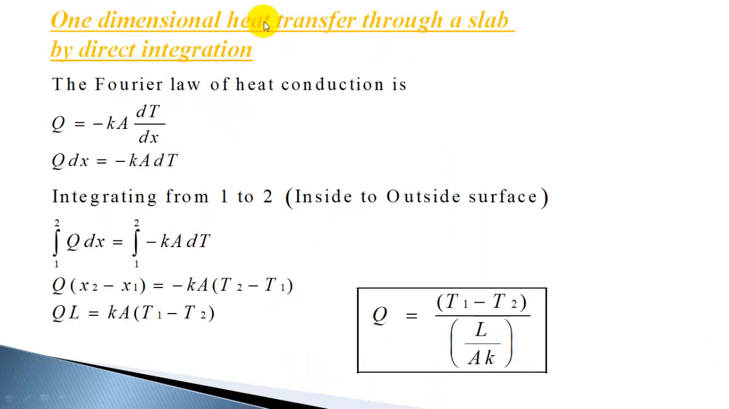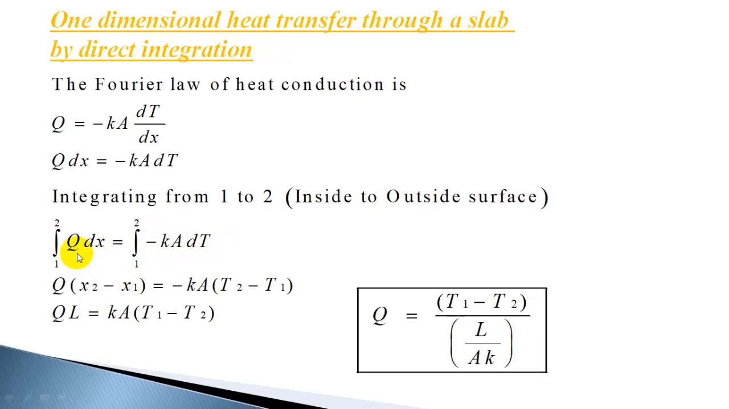Now you can also find out the heat transfer through a slab by direct integration. So we got it from the previous derivation. We can also find it by direct integration from the Fourier law. Fourier law of heat conduction is Q is equal to minus KA dT by dx. Now Q dx is equal to minus KA dT, integrating from 1 to 2, that is for the slab from left hand to right hand. Integral Q dx is equal to integral 1 to 2 minus KA dT.